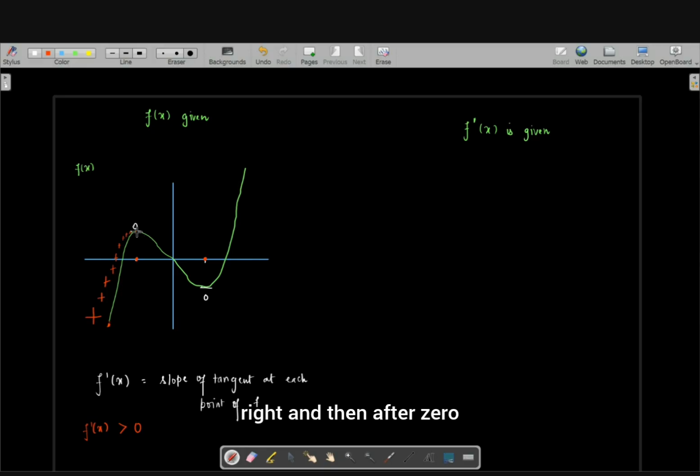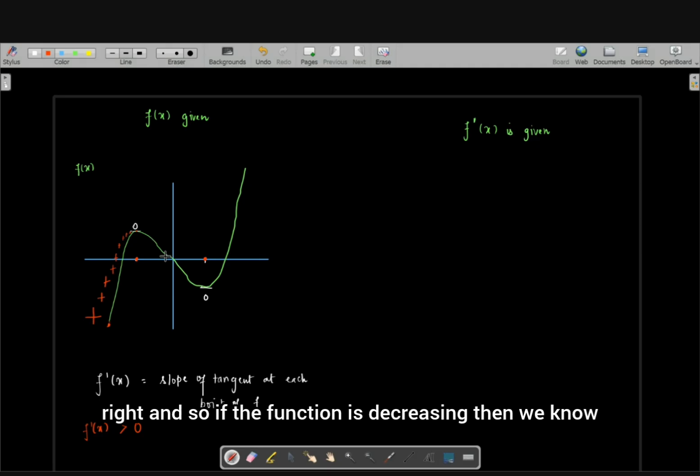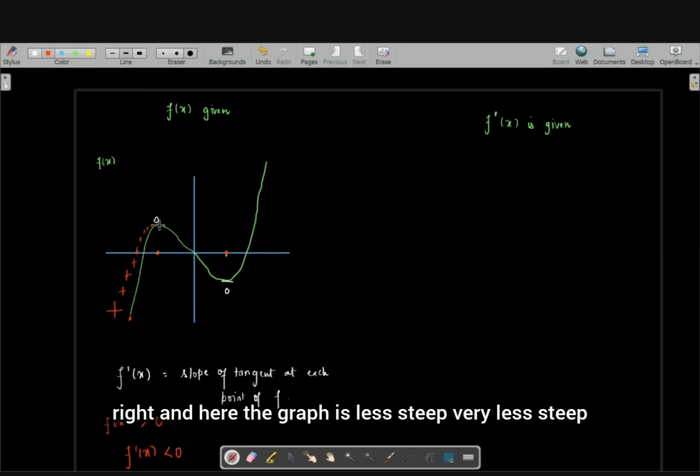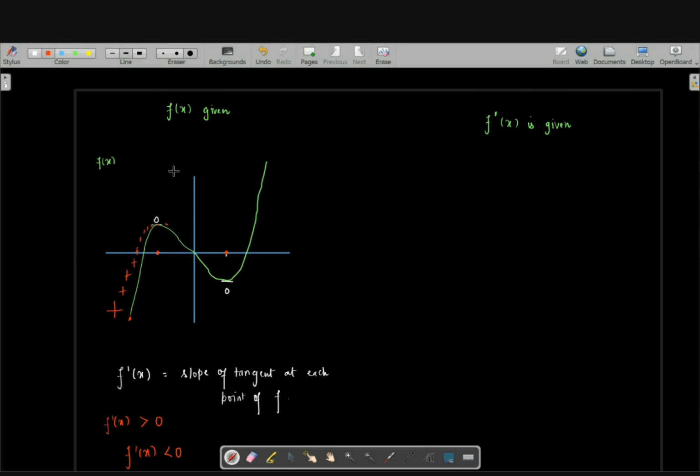And then after 0, it has started decreasing, right? If the function is decreasing, then we know that its derivative is less than 0. And here the graph is very less steep, so the slope of the tangent will be negative, but very less negative, like minus 0.0001, very close to 0 but a negative number. Then it starts becoming more and more steep. Here it will be the most negative. This is the point of inflection. It will be the most negative here.